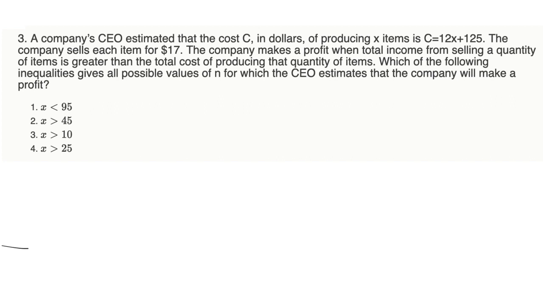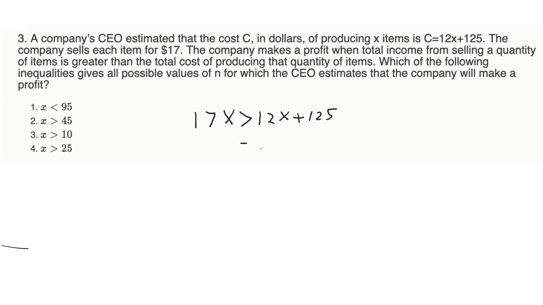looking for. So if we have X items, then really we're looking for 17X. We're looking for which value of X means that 17X is greater than the cost, right? Which is 12X plus 125. So establishing this equation is actually the hard part of finding a solution. But once we do that, it becomes quite simple.